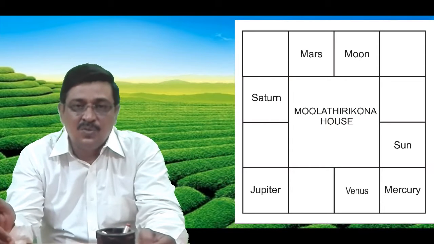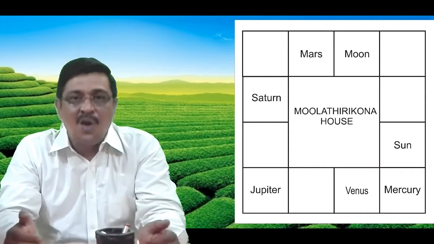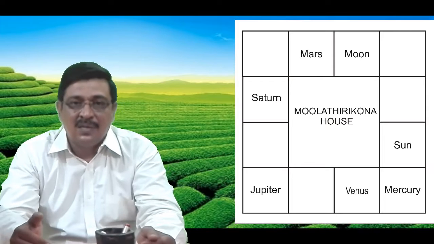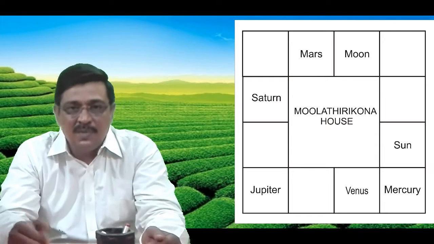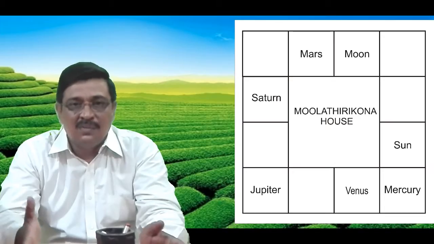And for the shadow planets Rahu and Ketu, there are no Mula Trikona houses, which, as I told, has some controversies. So in this video we have seen the ruler, where the planet gets exalted and where the planet gets debilitated, as well as the Mula Trikona house for each planet.